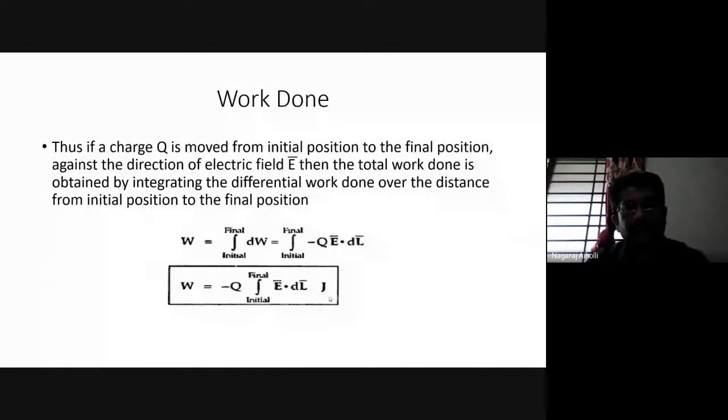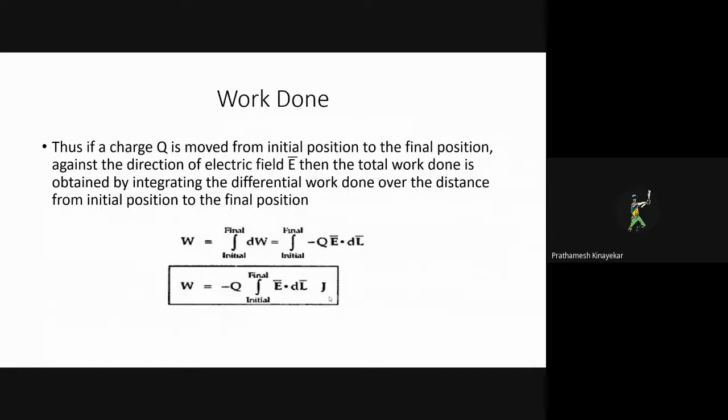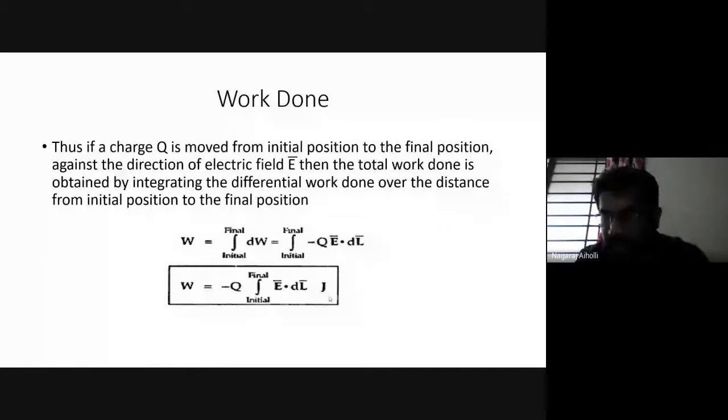Is it clear up till here, students? Any difficulty up till here? Prathamesh, any difficulty up till here? No, sir. Okay, right.